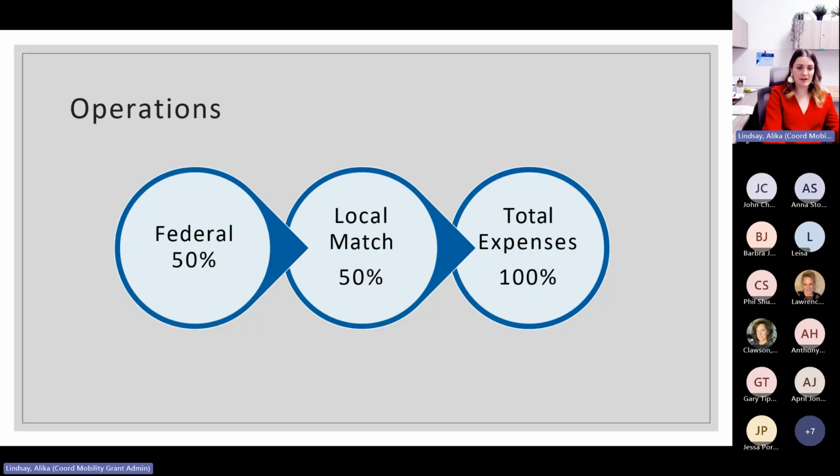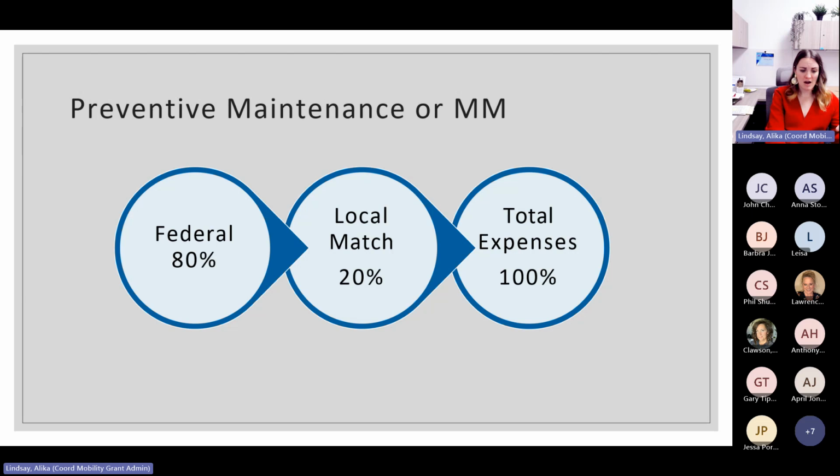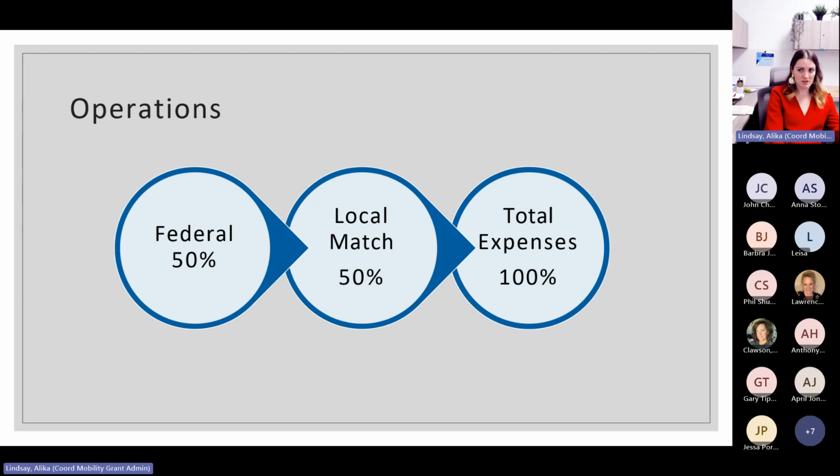Operating assistance is covered at 50%. So you take your total expenses and then you're requesting 50% of that. And the other 50% is your agency's responsibility. You can use other sources of local match, but they have to be allowable sources of local match, such as local state funds, private donations, things like that.